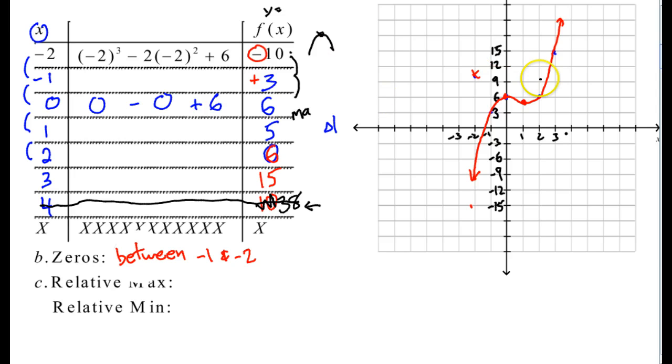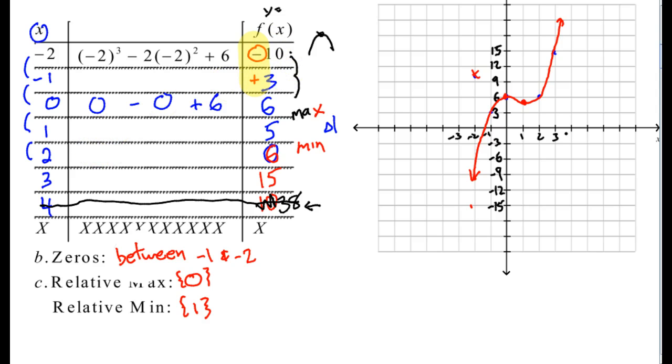The max, I'm going to say, is at 0. The min, I'm going to say it's around 1. And again, I can get that from here. So a lot I can tell. I can tell, hey, there's a root right here. It went from negative to positive. There's a root between those two numbers.